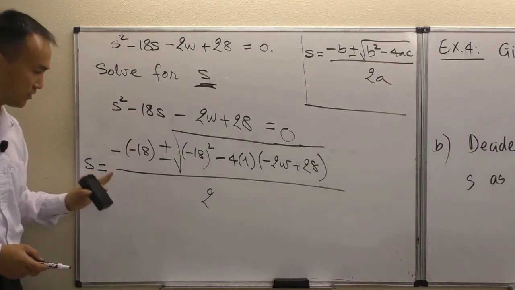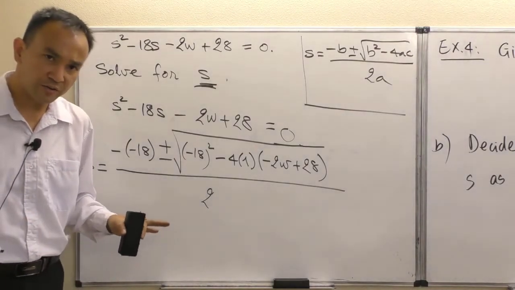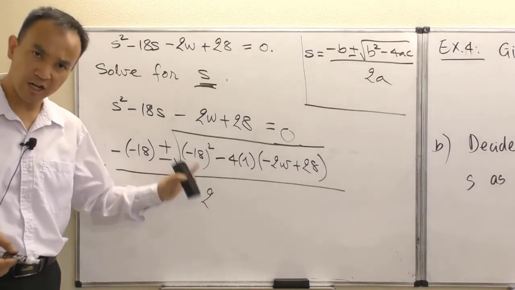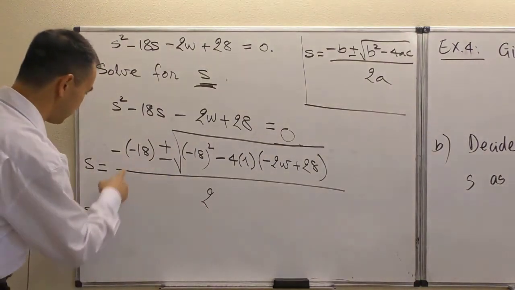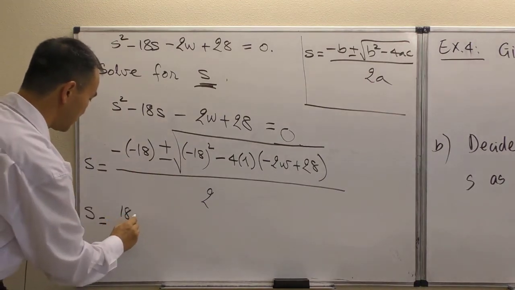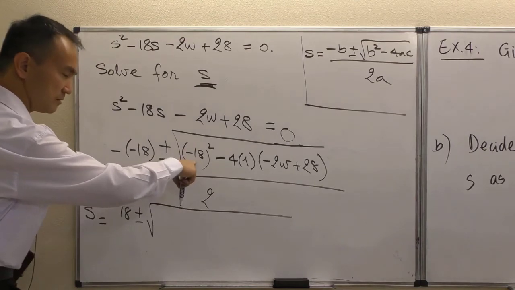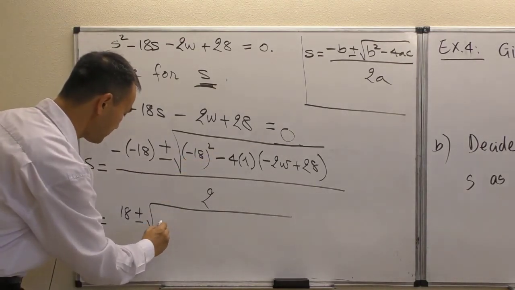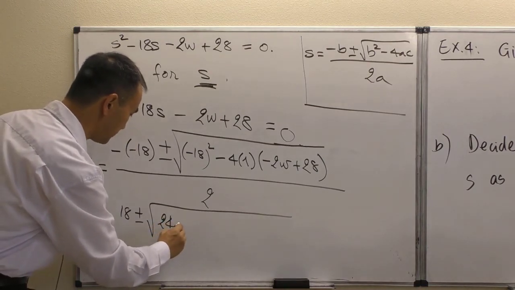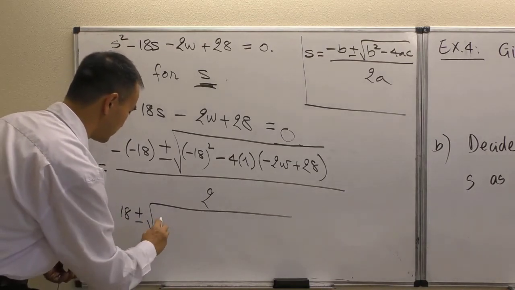Now with this expression, let's simplify it down. All of those skills you've learned about simplifying expressions, you have to bring them all in here. So simplifying this, I'm looking at positive 18 plus and minus the square root of minus 18 all squared. That is 244. Actually, 324.